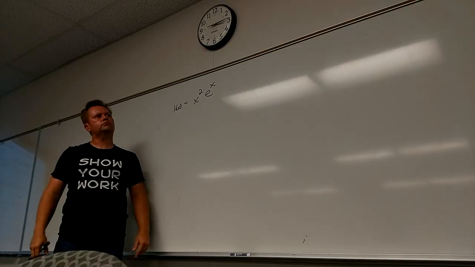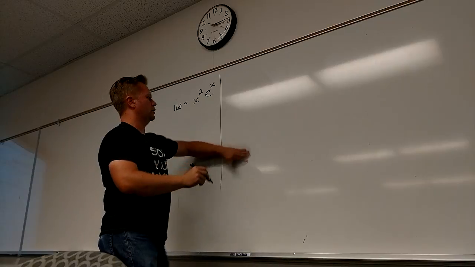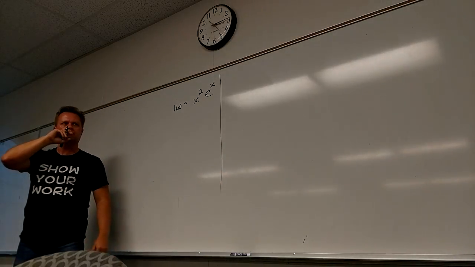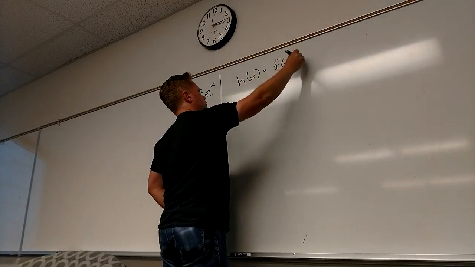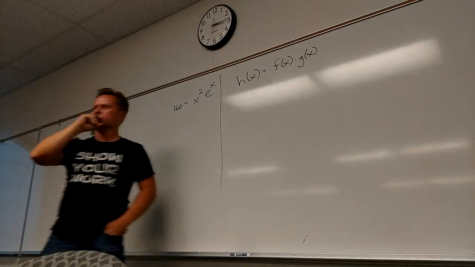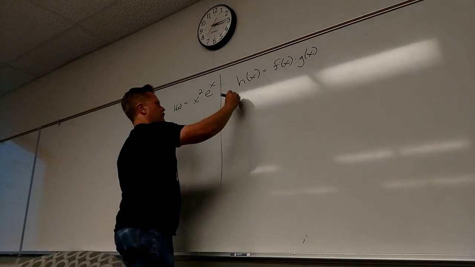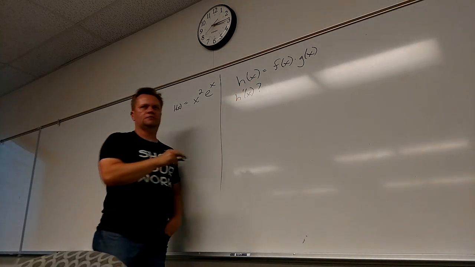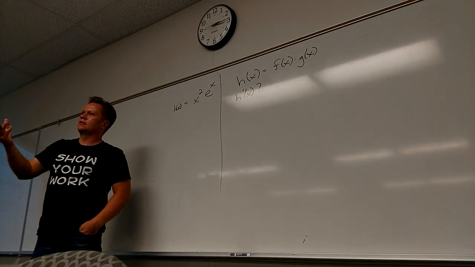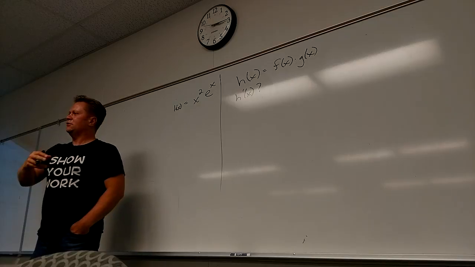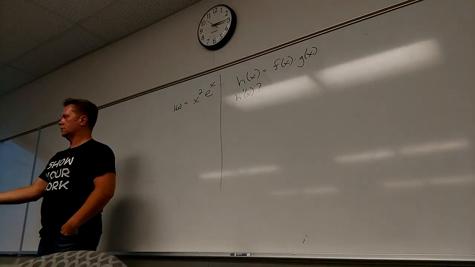Let me see. Let's just do this part, and then I'll see if I can remember the other part. So if I have a function h that is the product of two other functions, and I want to know what h prime of x is, I don't know what it is, so I have to use the limit definition, because we haven't proven the product rule.